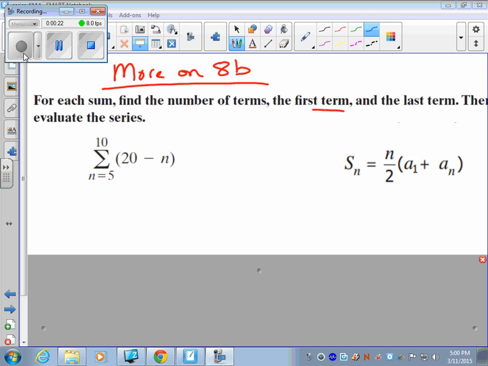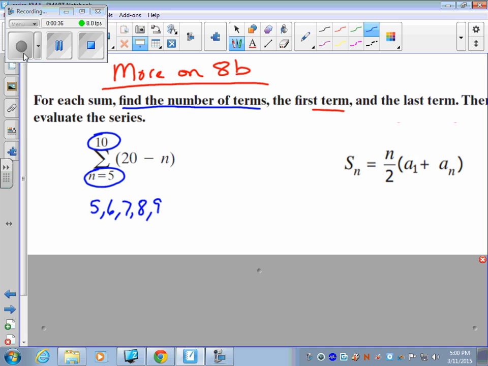But what we have to do is find the number of terms. So the number of terms with the summation: we're going to start with term number 5 and end up with term number 10. So 5, 6, 7, 8, 9, 10. There are 1, 2, 3, 4, 5, 6 terms. And this is also the number of terms, 6 is your n.